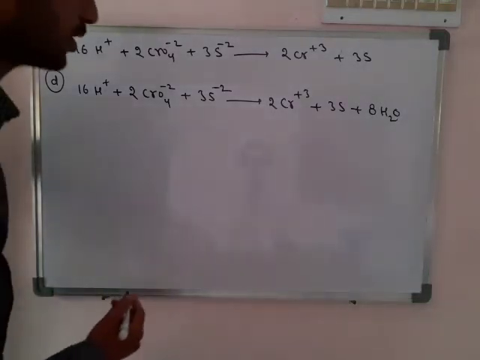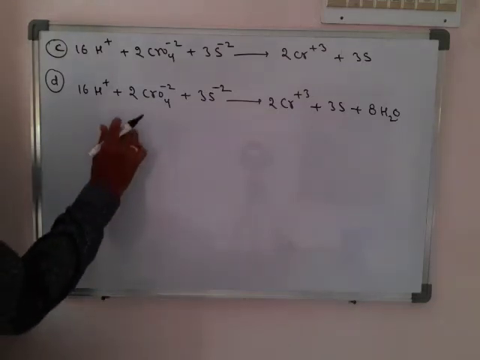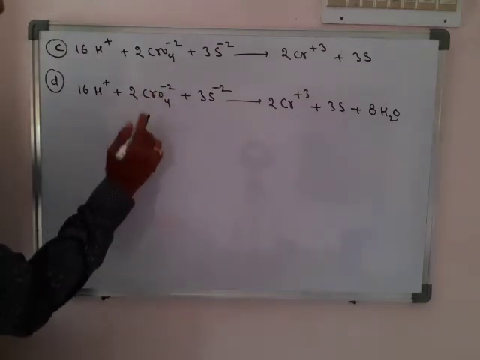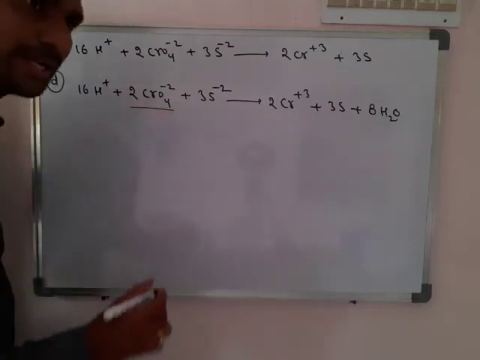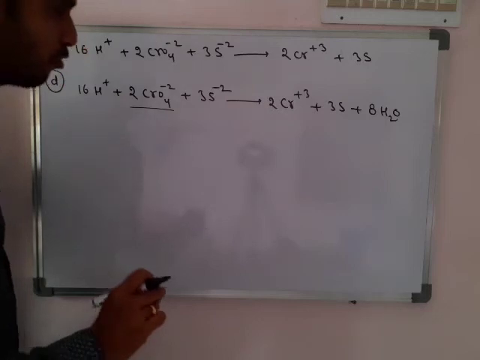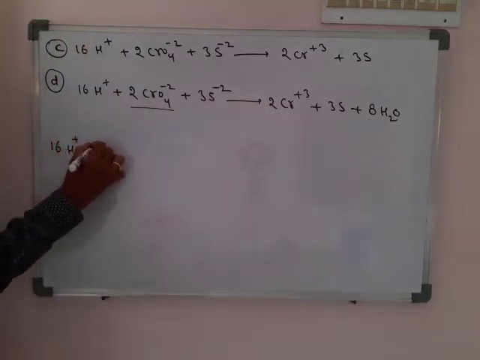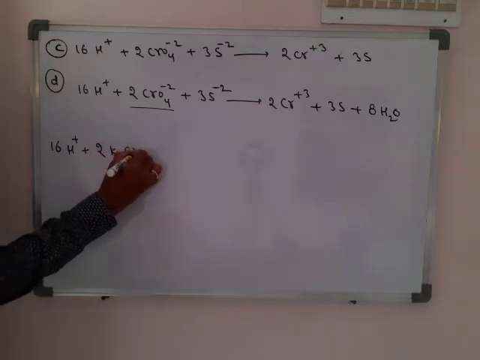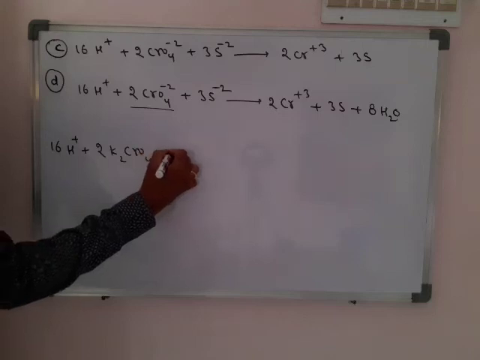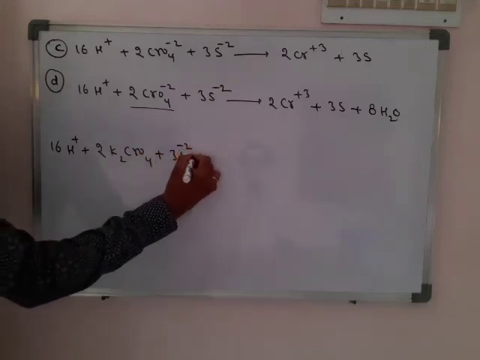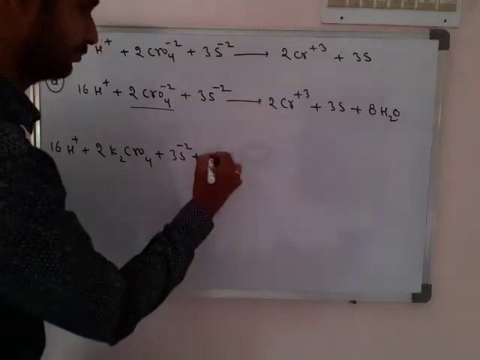So which ions did we leave? Potassium ions and sulfate ions. So potassium ions, actually there are 2 CrO4 minus. Actually, the CrO4 minus is obtained from K2CrO4, so we use 2 of it there. So 16H plus, plus 2 K2CrO4. The power minus 2, also minus 2 plus 2 becomes 0. Next, 3S minus 2. Next, the sulfate ions are also present.